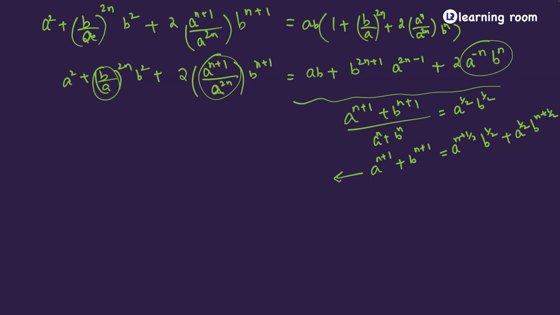So what I'm saying is a power n plus 1 plus b power n plus 1 is there. This goes to the other side. It becomes a power n plus half into b power half plus a power half into b power n plus half. It is not n plus 1 the whole divided by 2. It is n plus half. N is separate, half is separate. Right. So what can we do? Collect the terms.